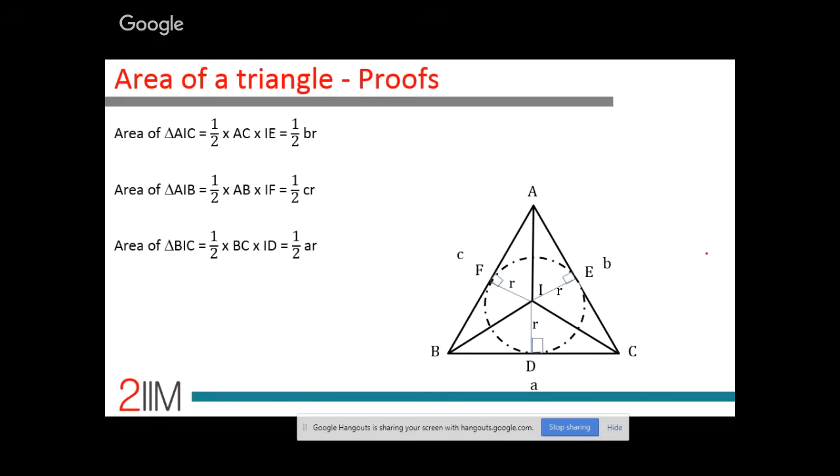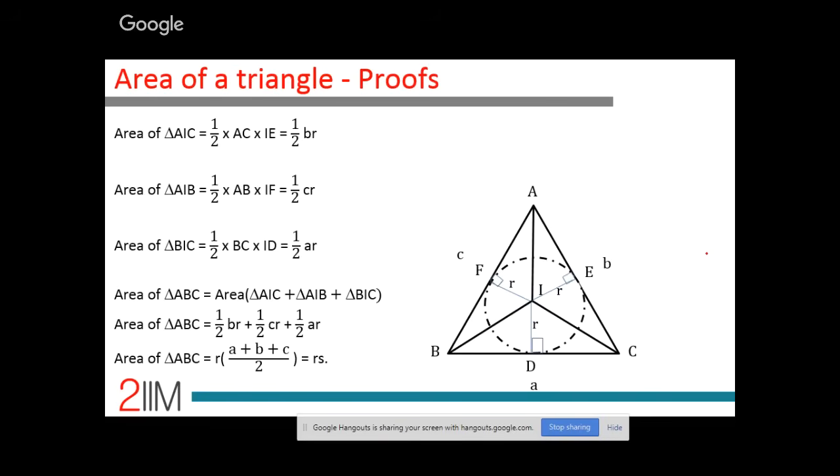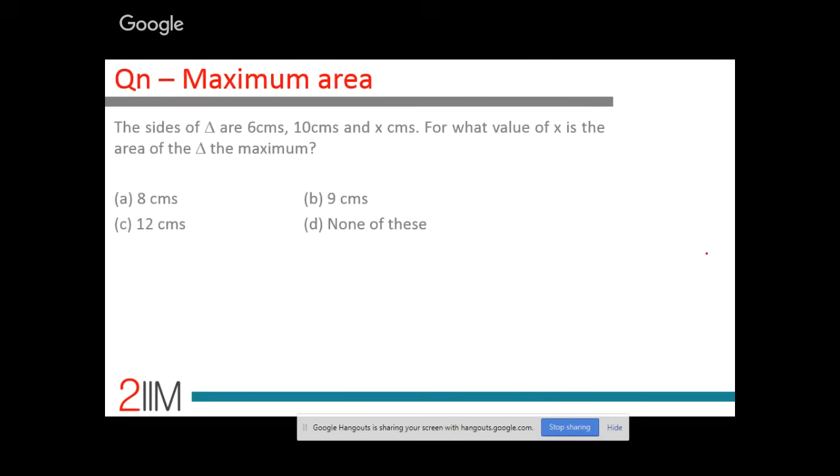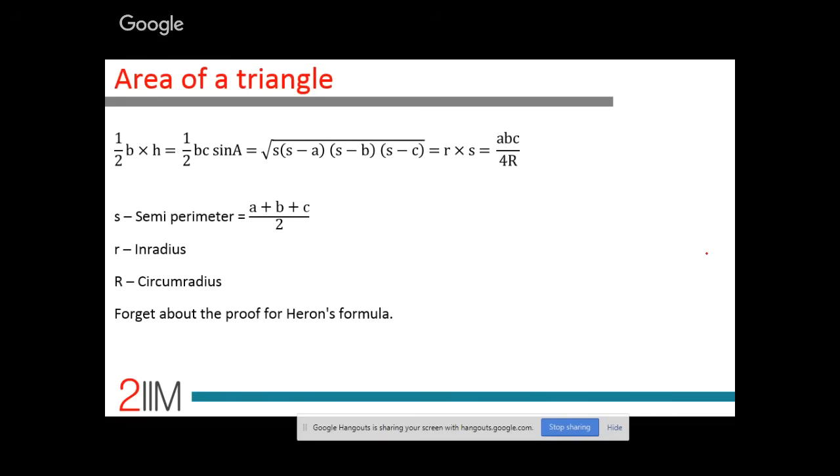So now we've got that. If we add all three of them up, we'll get half AR plus half BR plus half CR, which is nothing but the area of triangle ABC. Half AR plus half BR plus half CR is nothing but R into (A plus B plus C) by 2, which is RS. And area of a triangle is R into S, which is radius into semi-perimeter, which is nothing but half into base into height from some other context. So we've just linked up all the bits and bobs with different formulae for area of a triangle in one place. It's a very useful exercise to link this up.